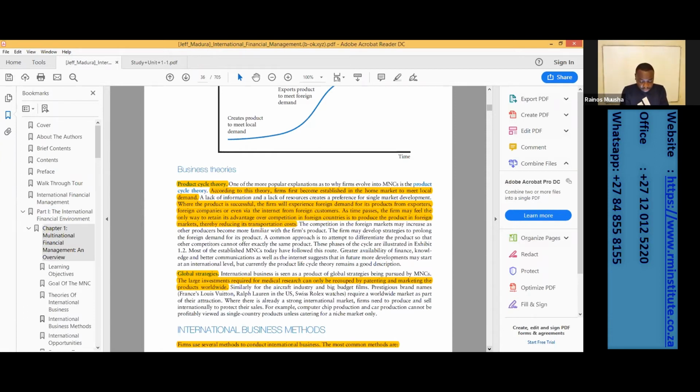Is there any question when it comes to business theories? So please make sure that you take note of the theories of international business, be it economic or business theories, because you might be asked to explain those theories as well. So it's a potential theory question that you can be asked in the exam.